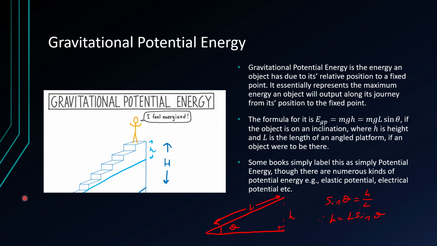Some books even simply label this generally as potential energy, so they don't even specify that it's gravitational. But there are many different kinds of potential energy. We're going to get to elastic potential energy when we get to simple harmonic motion, and electrical potential energy when we get to electricity.